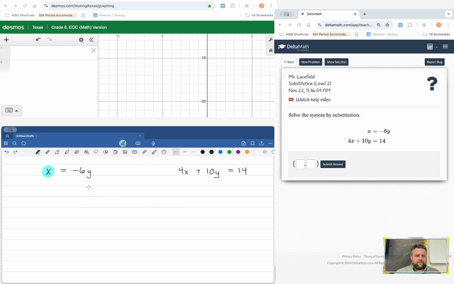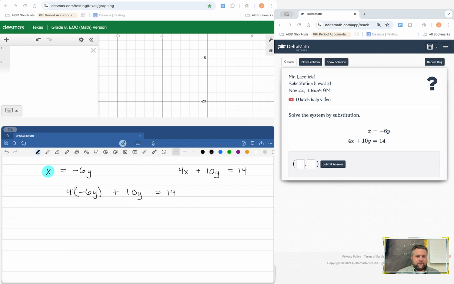We're going to take 4x plus 10y equals 14. Since the x is isolated, we're going to take out this x. We're going to take out the 4 here in a second as well. So it'll be 4 times negative 6y plus 10y equals 14. So what that did is that took the x out of the problem. Now we're just solving for y.